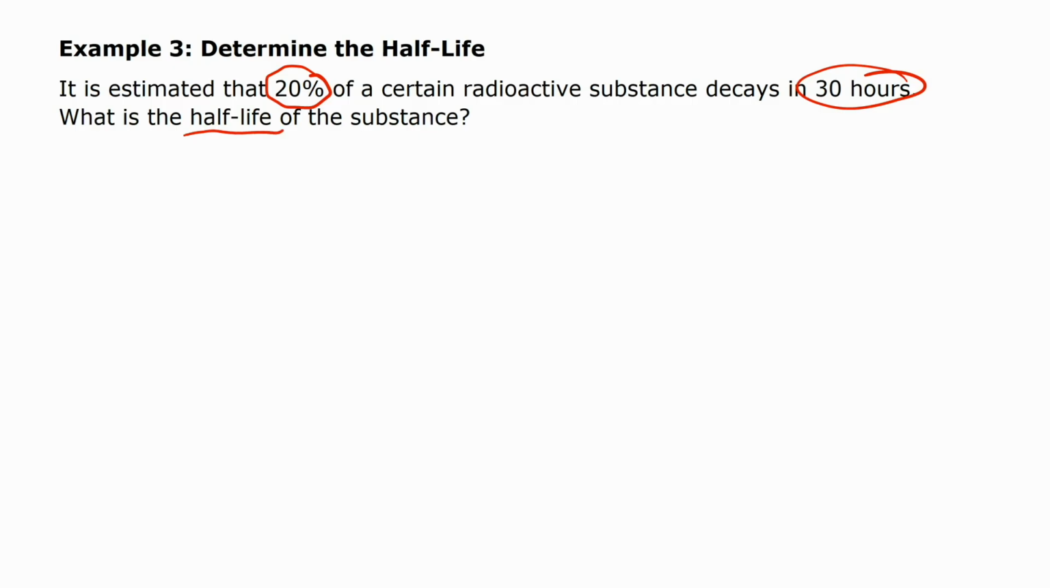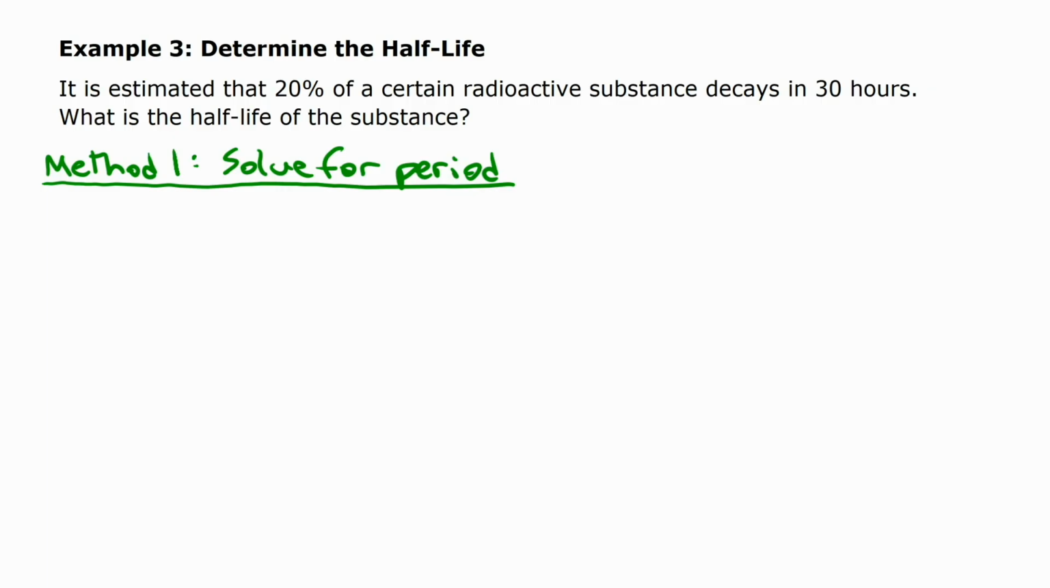Now, if you think about our model function, there's 5 different variables, so you might be thinking, 5 different variables in my model function, and I'm only given 2 values here. How do I work with that? So I mentioned that we're going to do 2 different approaches to this. The first method we're going to use is we are going to solve for the period, because in our previous example, the half-life was the period. So we're going to set it up where we're solving for the period.